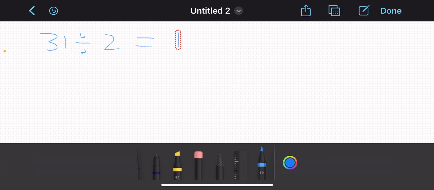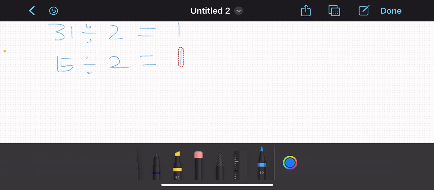What is 31 divided by 2? Sorry, actually we do need to know. What is 31 divided by 2? It's going to be 15. 15 divided by 2, there's a remainder, right? Which is 1. What is 15 divided by 2? It's actually 7.5, but we're not going to take 7.5. You will just take 7.